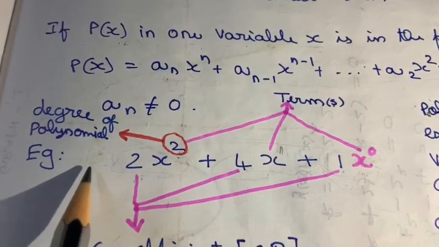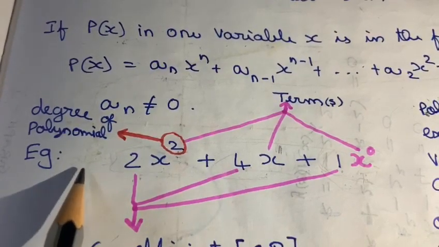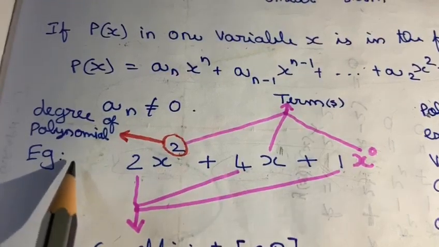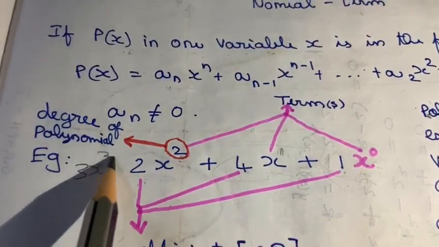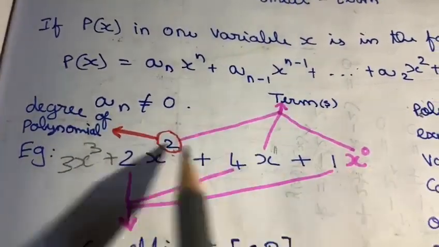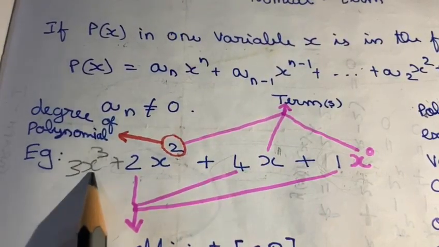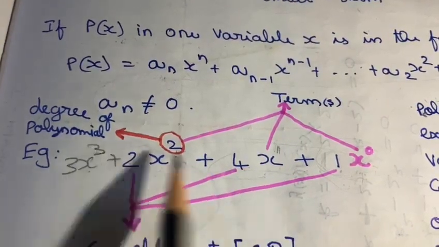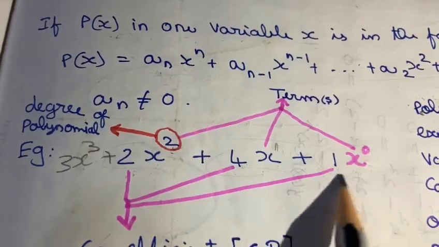I am going to convert this expression into its highest degree order. Look, I am going to add 3x cube in this expression. Now the highest degree of the variable x is 3. Hence this equation turns into a cubic polynomial.